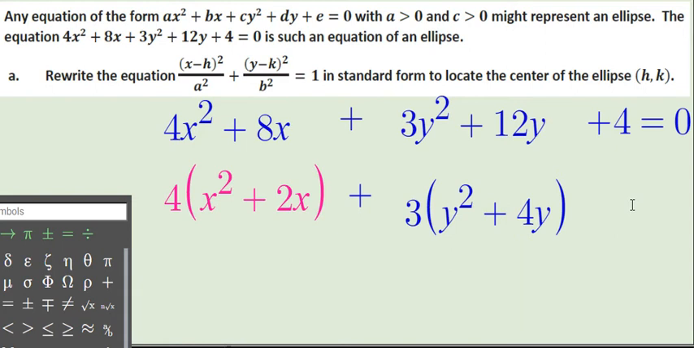And I really want that 4 gone because it's just a distraction for me. So I'll subtract 4 from both sides, and then I get equals negative 4.